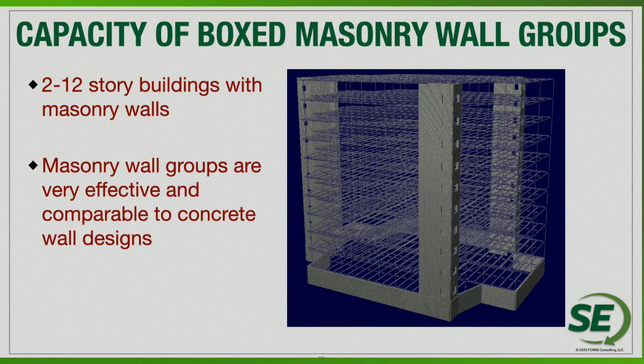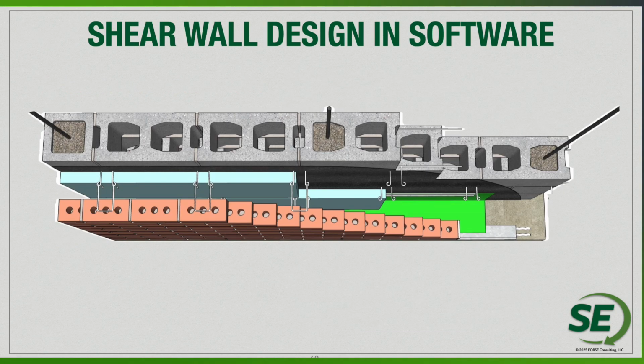Again, capacity of boxed wall groups is certainly going to be really important anytime we have multi-story buildings, 2 to 12 stories with masonry. Masonry wall groups can be very effective and comparable to what you'd have for a concrete wall design. Now, certainly looking at these concrete masonry elements, looking at maybe different strengths of masonry as we get into some of these taller projects as well. Maybe we need an f'm of 4,000 for the lower levels of this design, and maybe we can just utilize 2,500 or 2,000 at the top few floors for the design.